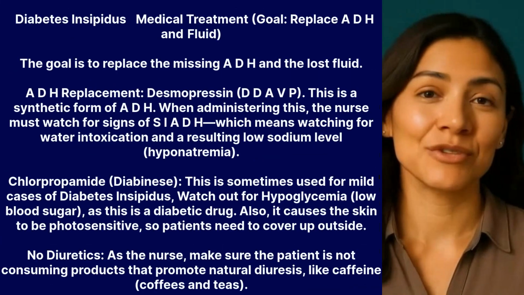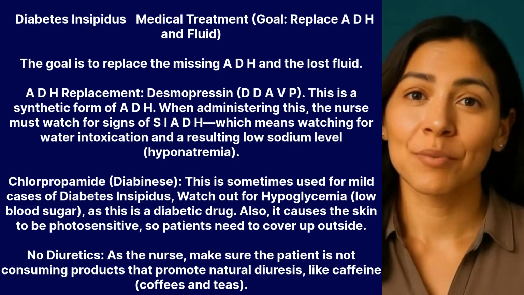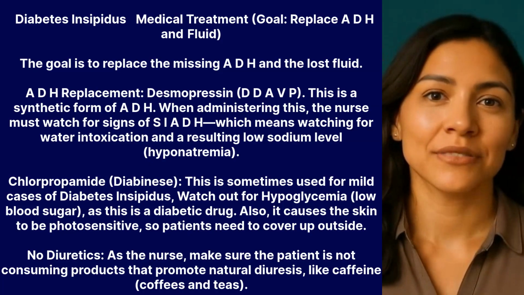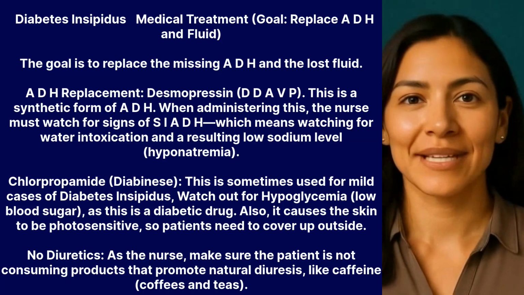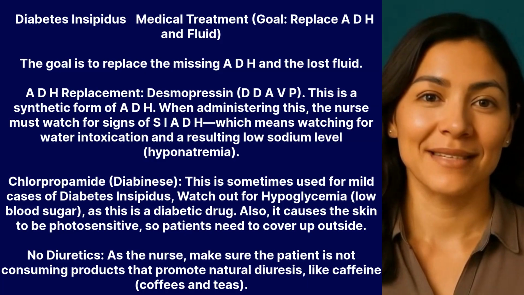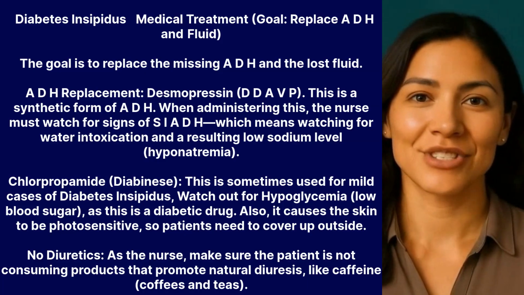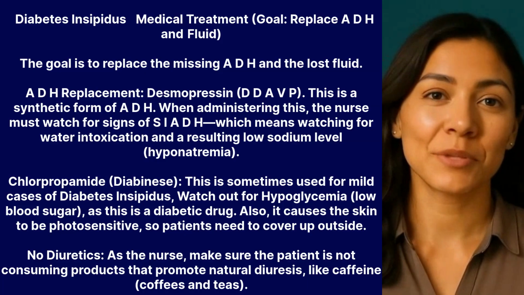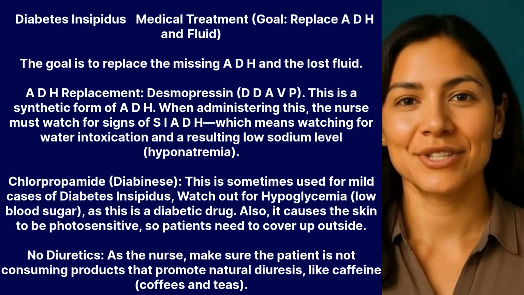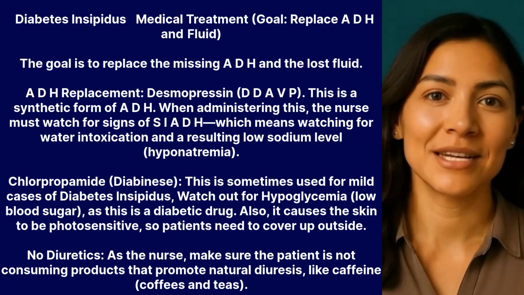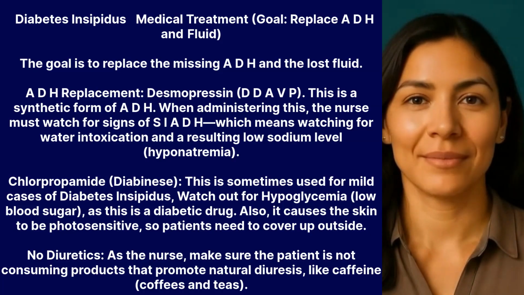Diabetes insipidus medical treatment. The goal is to replace the missing ADH and the lost fluid. ADH replacement: desmopressin, DDAVP. This is a synthetic form of ADH. When administering this, the nurse must watch for signs of SIADH, which means watching for water intoxication and a resulting low sodium level, hyponatremia.